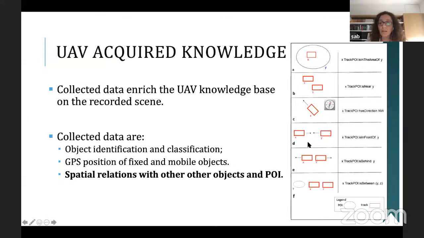Another relation is this one: if we have two bounding boxes that are moving in different directions, one in front of the other, we can collect this new assertion, X is in front of Y, and so on. So we add to the initial basic translation of the information from raw data from the XML file to semantic assertions additional information that we can calculate.